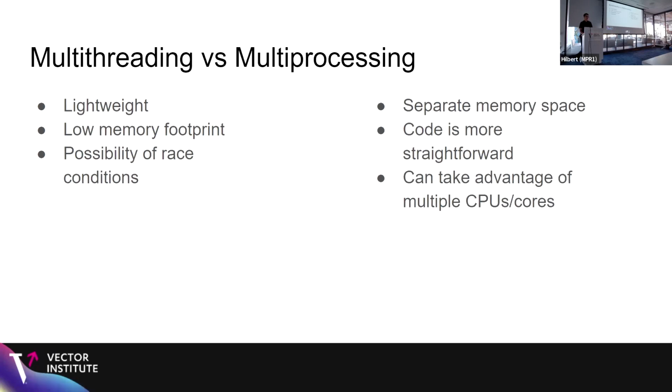So the question that you may have is, why choose multiprocessing over multithreading? Some of the pros of multithreading are that it's lightweight and has a low memory footprint, but the thing is, there is a possibility of race conditions, and the code is harder to manage as well. With multiprocessing, there is a separate memory space. The code is more straightforward, and we can actually take advantage of the multiple CPU cores, which was the goal in the first place.